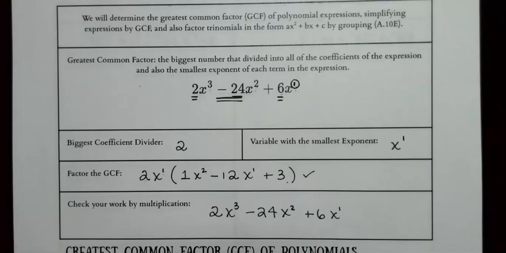I'm going to stop right here, because I wanted to break down what we're doing. In the next video, we're going to speed this up and do it a little bit faster. I'm also going to show you how you can use your calculator to find the greatest common factor by finding that big coefficient that divides into all of those numbers. So let's stop right here and I'll see you guys in the next video.